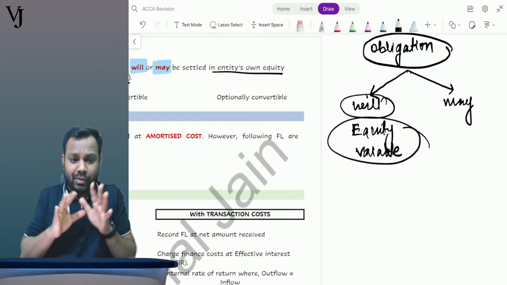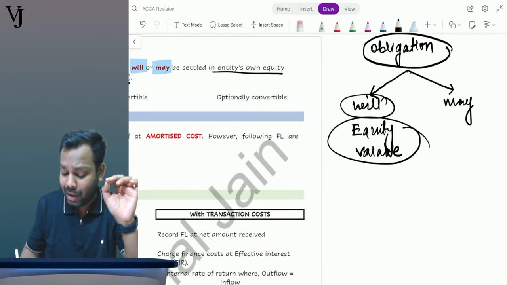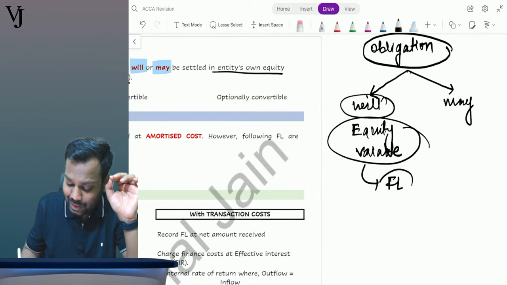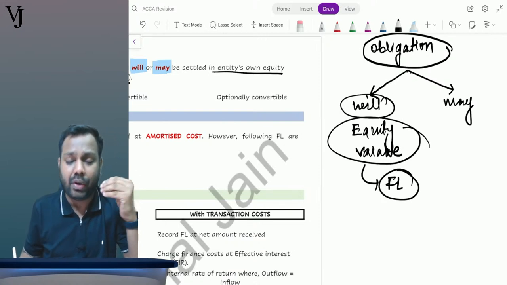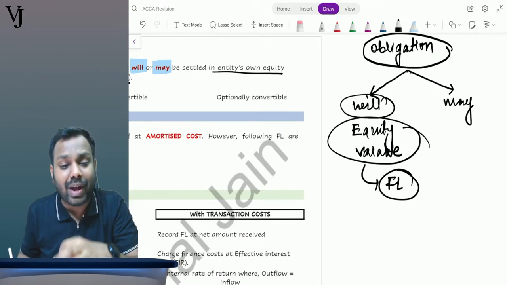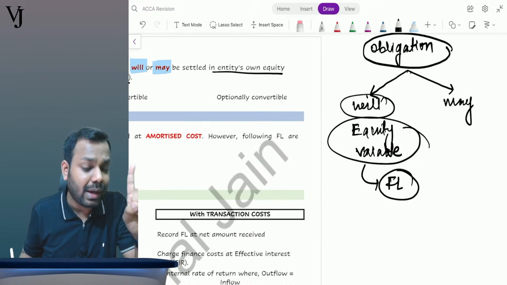I'm not discussing the reason specifically, but understand, if the number of equity shares is variable, it will again be a financial liability, meaning thereby, even if I am settling this contract in the form of equity shares, still it is a financial liability. Why? Because the number of equity shares is variable.